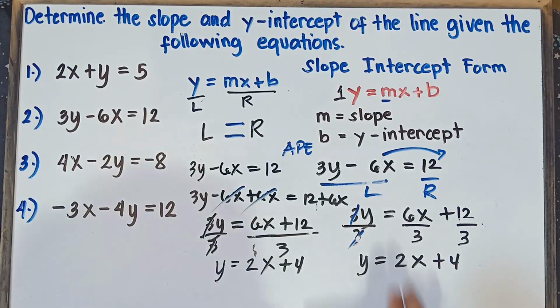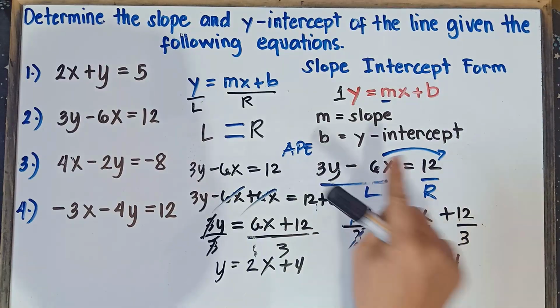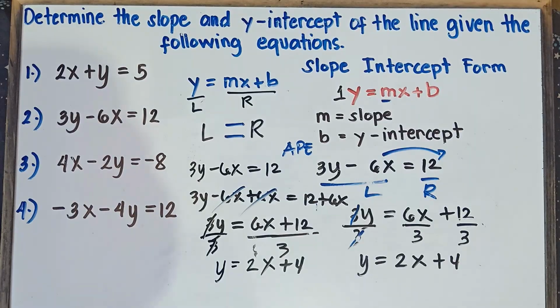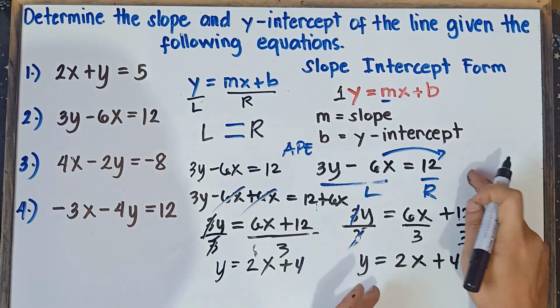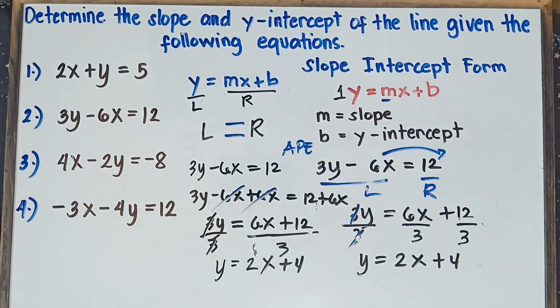For me, class, it's better to have this one. Simply transpose negative 6x from left to right. Once you transfer from this equal sign, you change the sign. For me, class, it's better to use this one. Very easy to transpose this x from left to right.